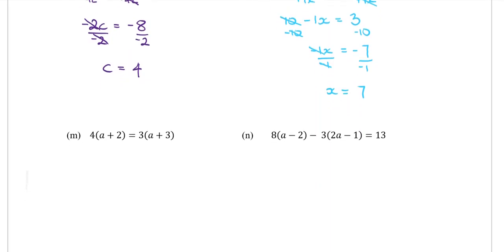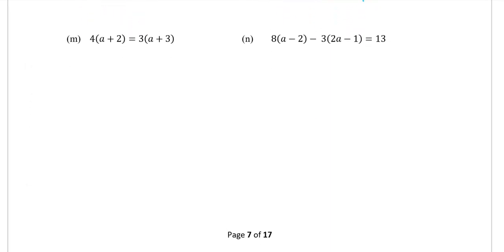Okay, upping the difficulty yet again, we now have 2 brackets here that we need to expand out. So it just means I expand both of them. Starting with the 4, timesing it through. 4 times a is 4a, plus 4 times 2 is 8, equals. Now times the 3 in. 3 times a is 3a, plus 3 times 3 is 9.